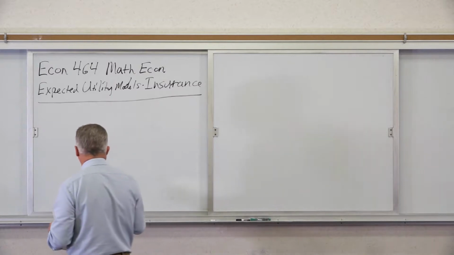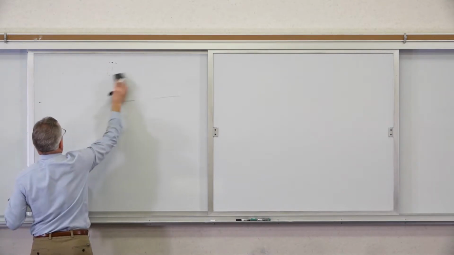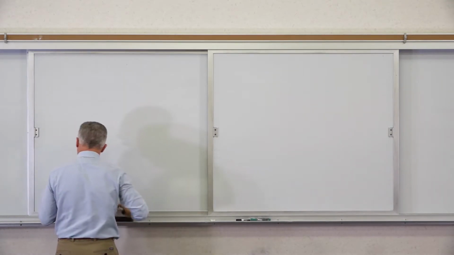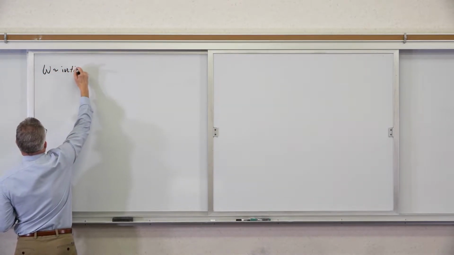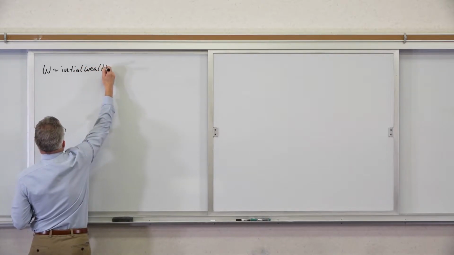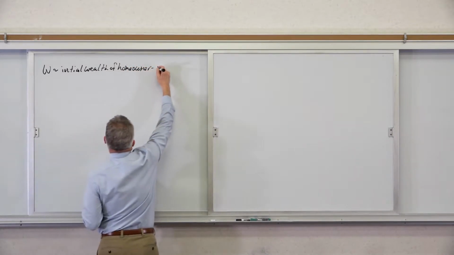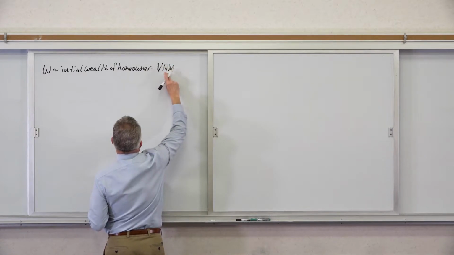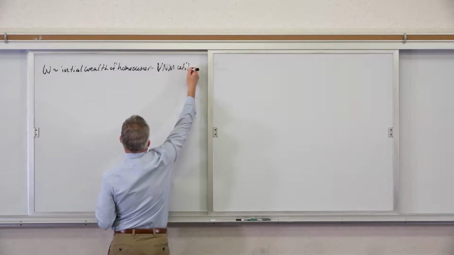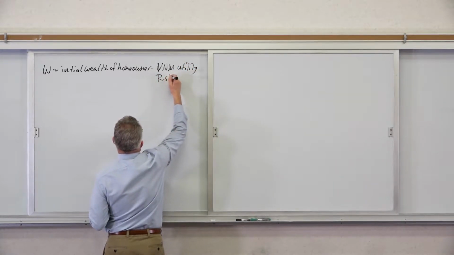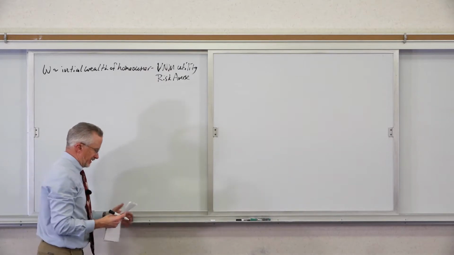Our generic problem is going to have, let's start out with a completely clear board. Let's define the initial wealth of the homeowner as W. This is the person who is a von Neumann-Morgenstern utility maximizer, has a von Neumann-Morgenstern utility function, and is risk averse. That is, it will have that concavity, diminishing marginal utility.